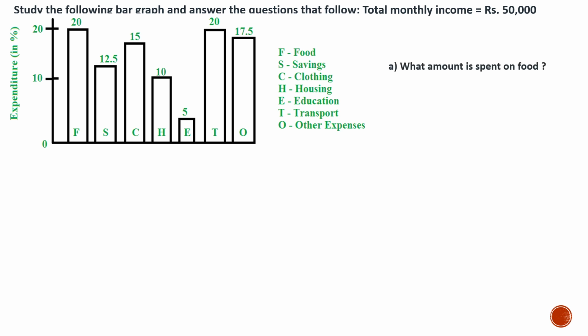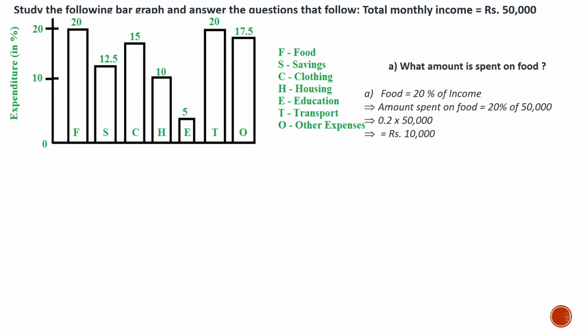What amount is spent on food? So on food it is 20% of the total income. So 20% of 50,000 is 0.2 into 50,000, so 10,000. So 10,000 rupees is spent on food.